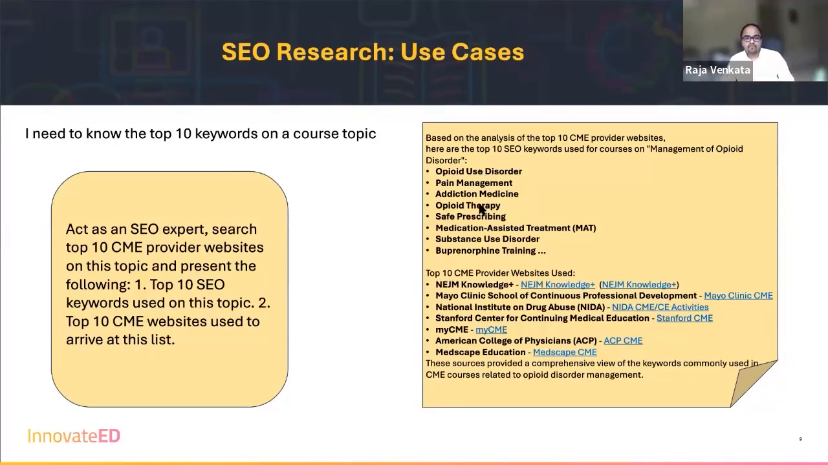But I think there are a couple of different words that I thought were interesting. Safe prescribing, addiction medicine, and opioid therapy. I thought a few of these words may not be things that I might usually think about when I'm creating my landing page content, but given these are popular, I may go back and reconsider my copy by adding some of these words, if they're logically aligning with my content.